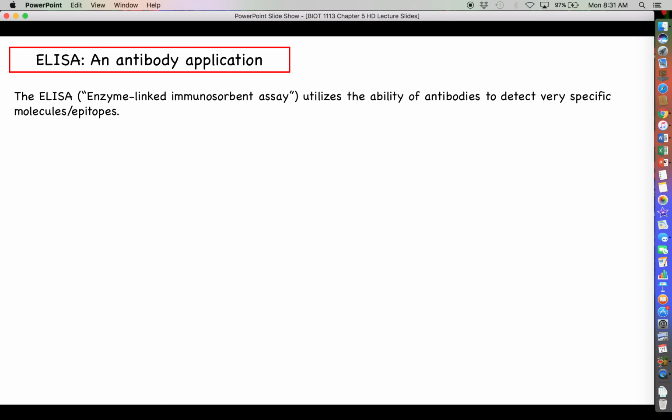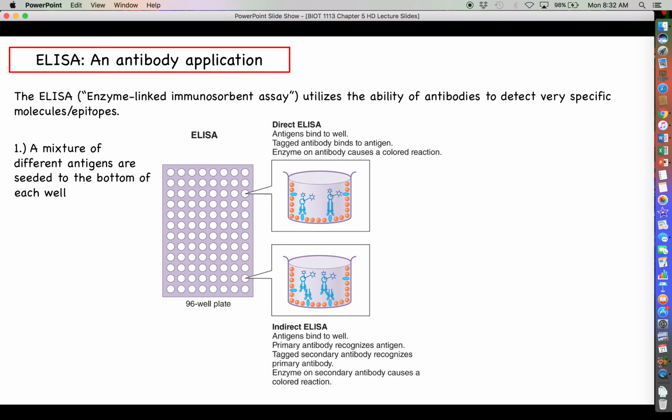So if we take just a quick little look at an antibody application, let's look at one called ELISA, which stands for Enzyme-Linked Immunosorbent Assay. So this is going to utilize the power of antibodies to detect very specific molecules or epitopes. So the way this works is that you have a 96 well plate. So it's just this little plastic dish that has 96 little plastic wells in it. You are going to take a mixture of different antigens and you are going to seed them to the bottom of the well.